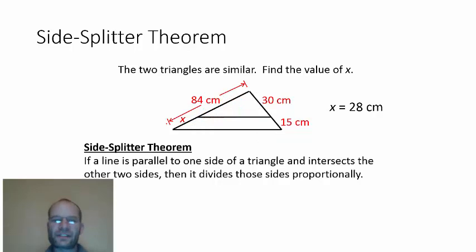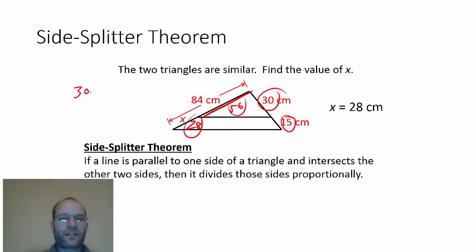In this particular instance, we know that x is 28. We also know that this segment here must be 84 minus 28, which is 56. So the question for us then is, how do these segments compare? How does 30 compare to 15 and 56 to 28? Let's just take a look. 30 over 15 is equal to 2. And 56 over 28 is equal to 2. So we can see that these segments are proportional.